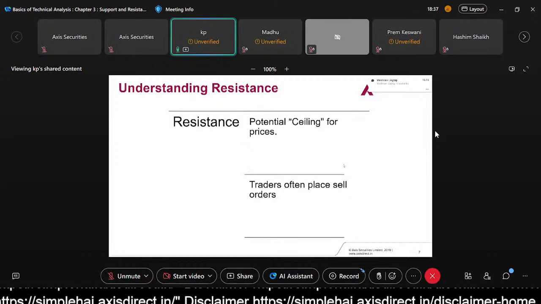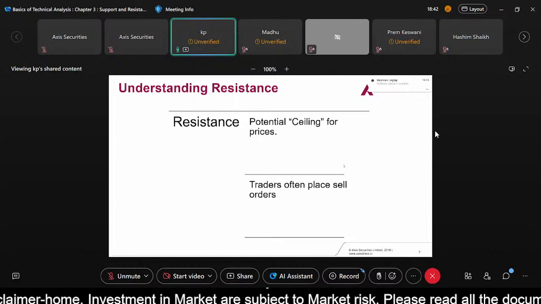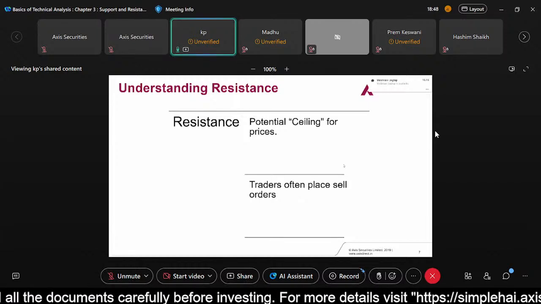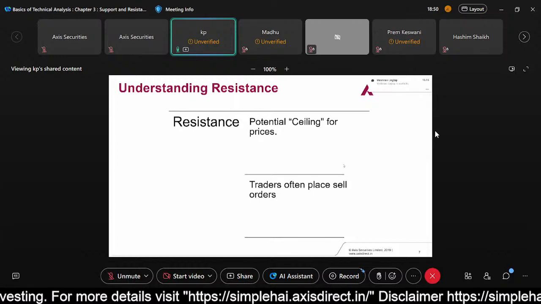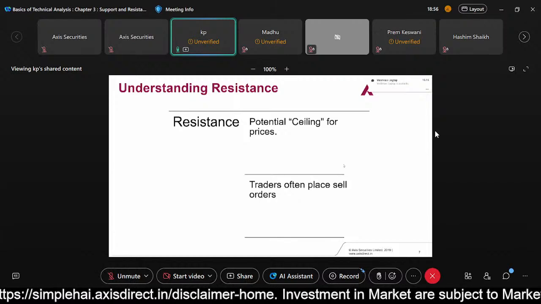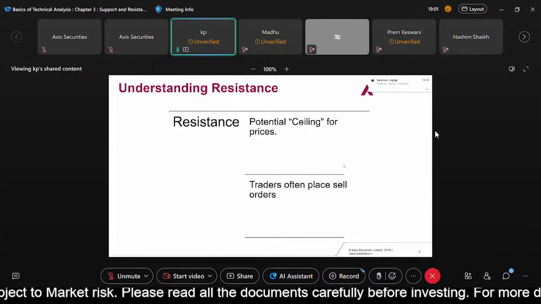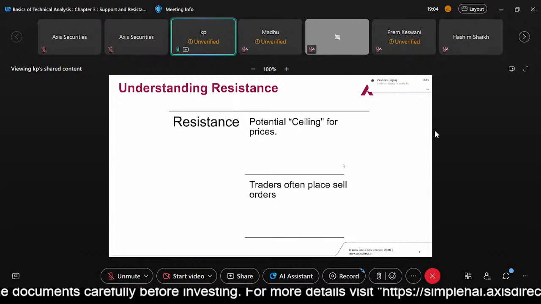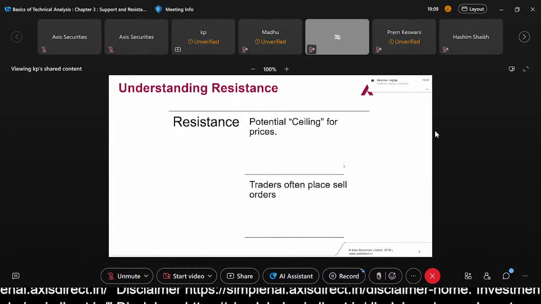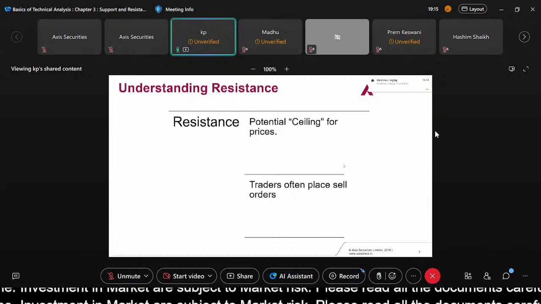Now resistance. As I mentioned, just like there is a floor, there is also a ceiling. Ceiling means multiple times the price goes there, there is a rejection, and then the prices fall down, or they stay there for some time. Now, this is normally the place where people place sell orders. That is the reason you see selling tails there, or all those candle patterns with long upper wicks. And this normally happens because there are many traders who place sell orders around that level.